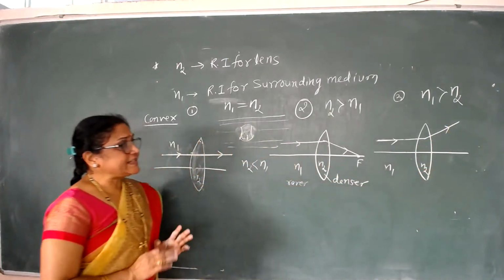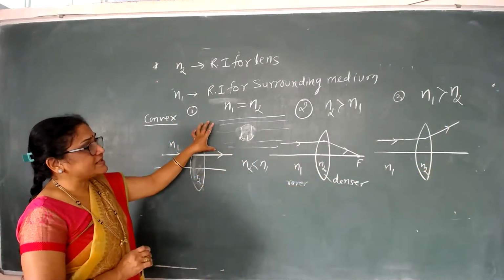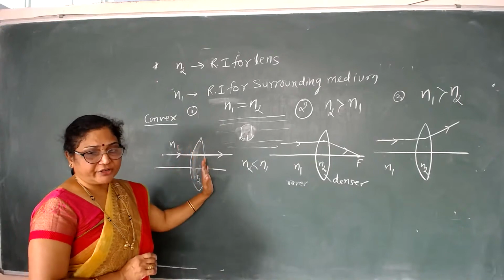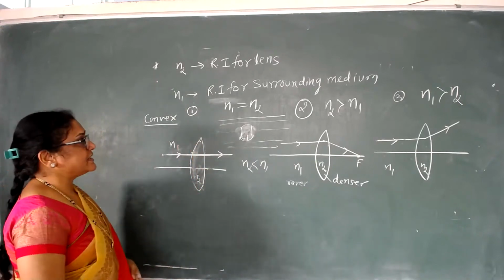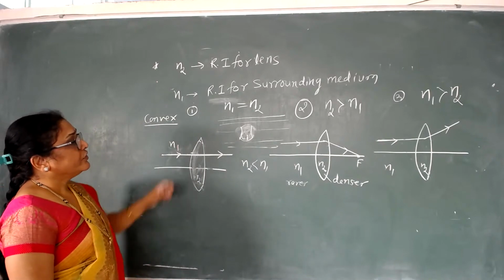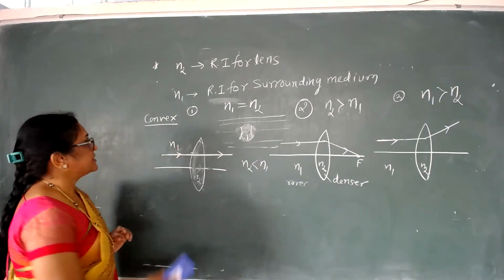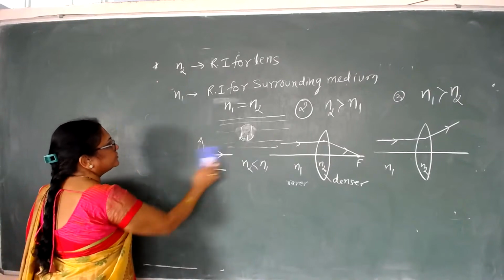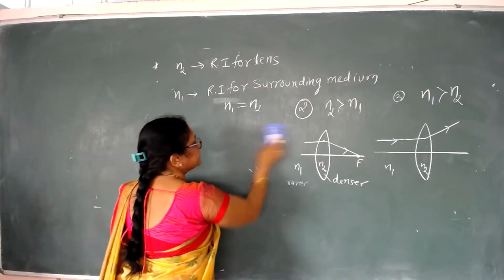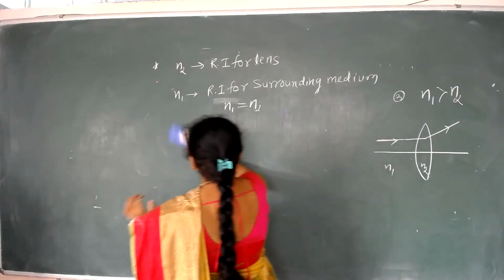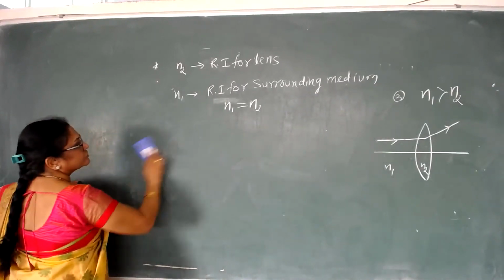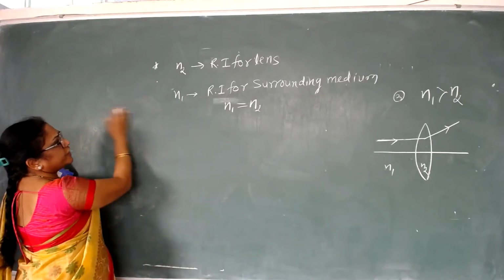So here, these figures are related to the concave lens. These figures are related to the convex lens. Then draw the figure related to the concave lens. Again, we take the two mediums, due to the concave lens.